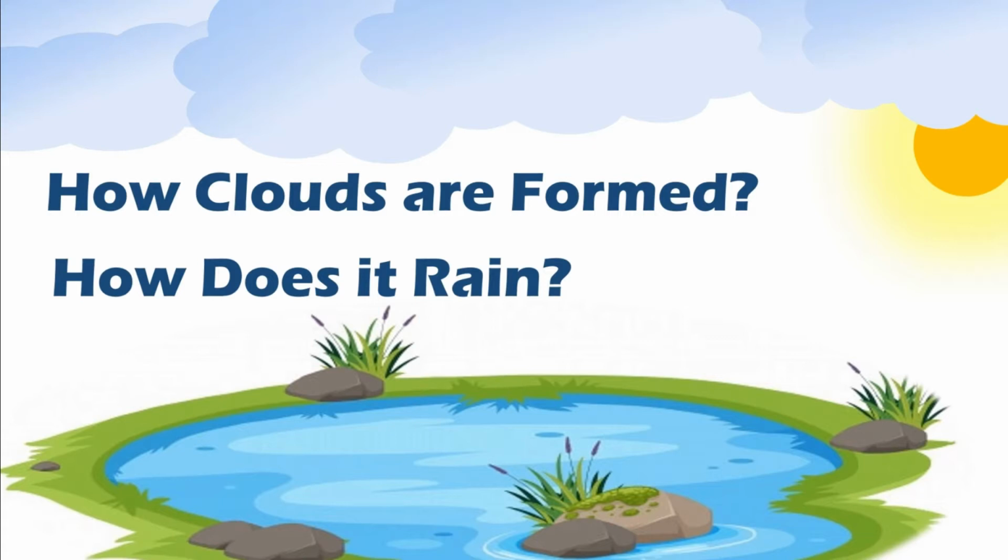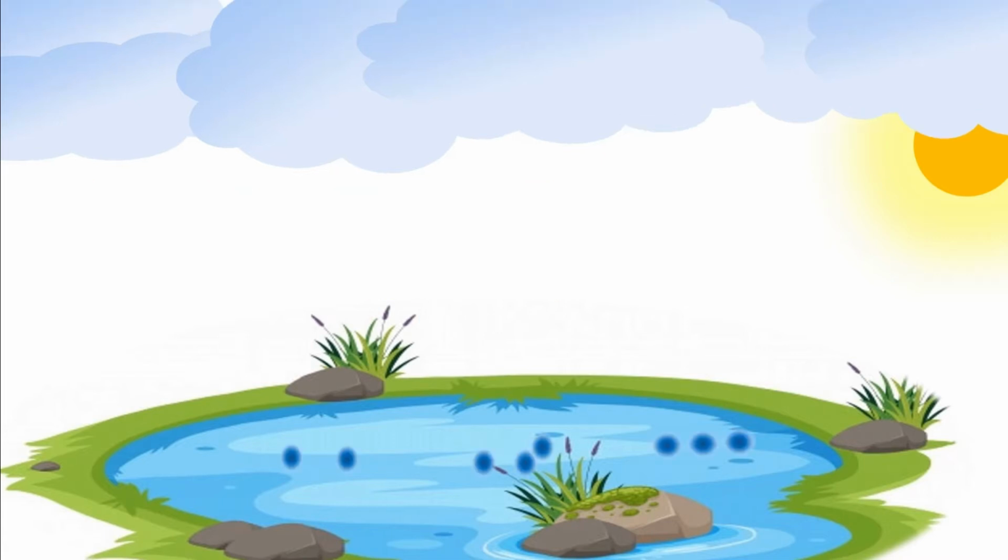You are quite familiar with the fact that plenty of water is present on the surface of the earth. This water is present in different forms. It's present in the form of seas, rivers, lakes, and ponds. It's also present in the form of snow.